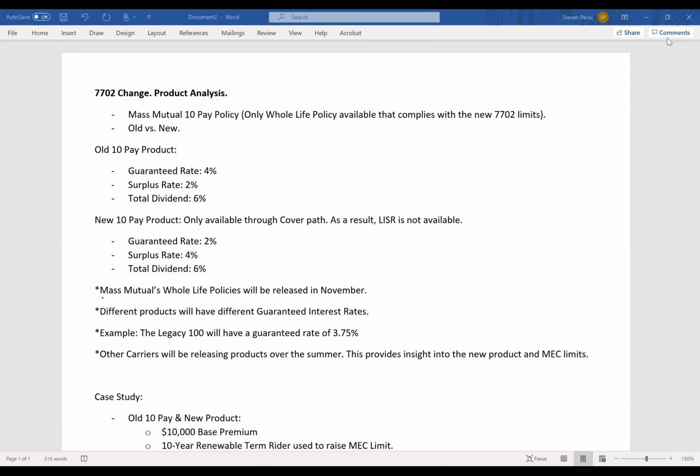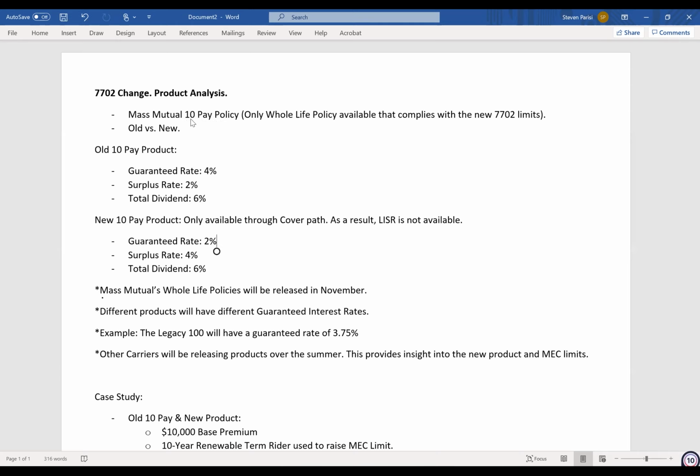What we're going to do in this case study is really compare the old product directly with the new product. What I mean is taking MassMutual's 10-pay product and comparing apples to apples. What are the differences specifically when designing a policy for maximum cash value? We're going to go through everything. I had a ton of questions going into this, so I want to make sure we answer all the questions I had and questions that come up as well.